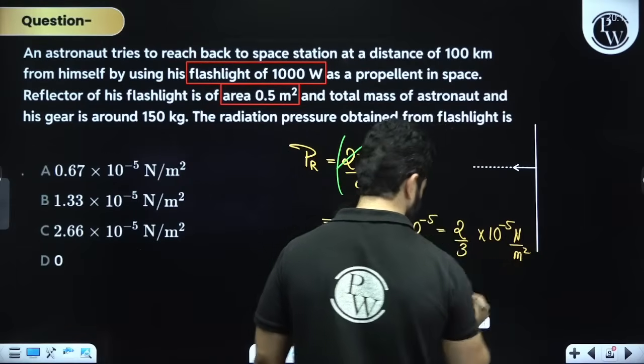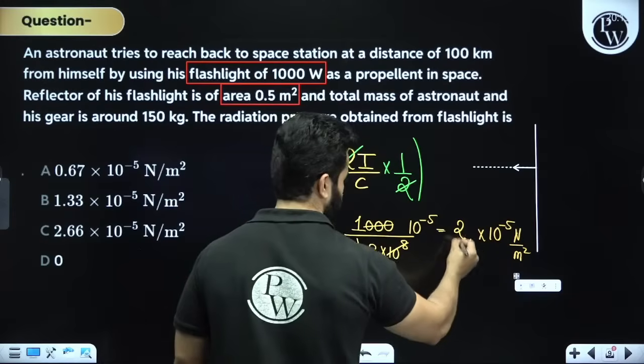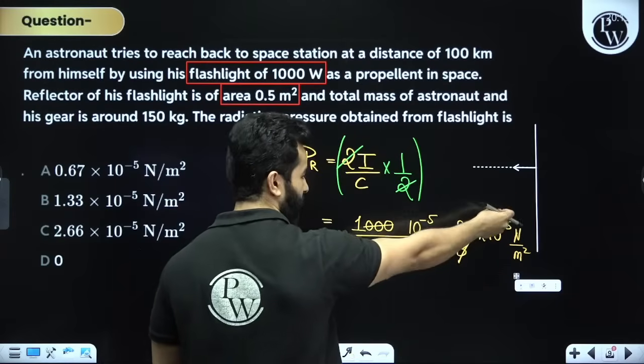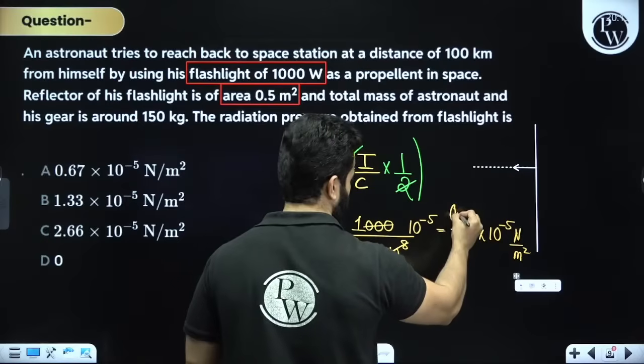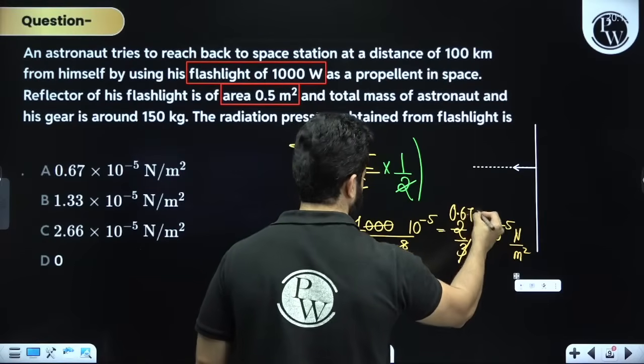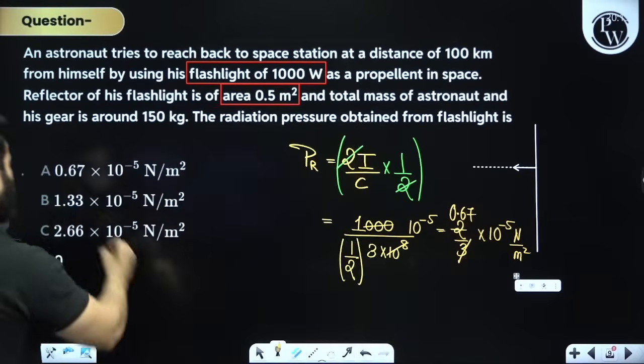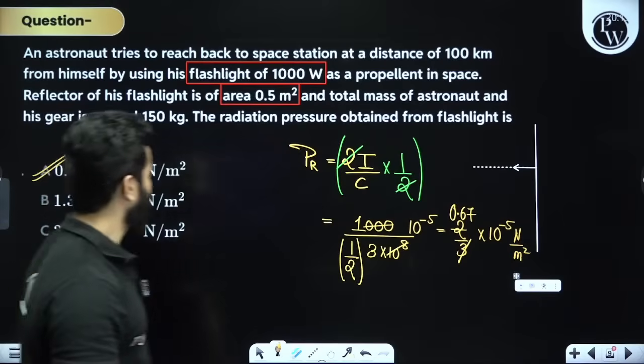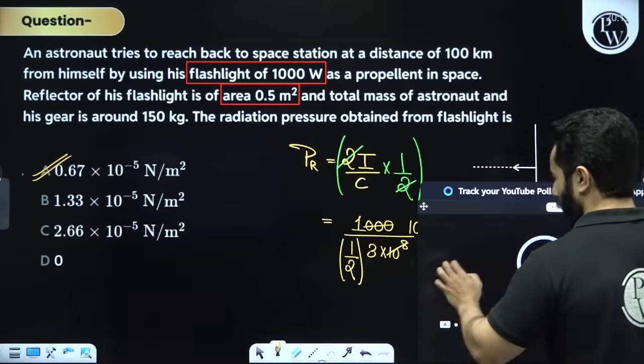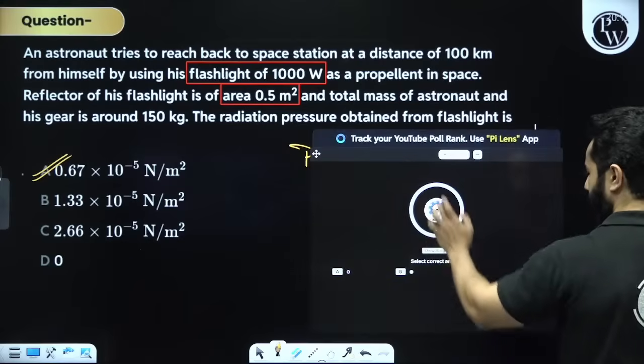And if you closely see, either you can write it down as 6.67 and increase the power, or this will become 0.67. So 0.67 into 10 to the power minus 5 is the correct answer. So option A is absolutely correct.